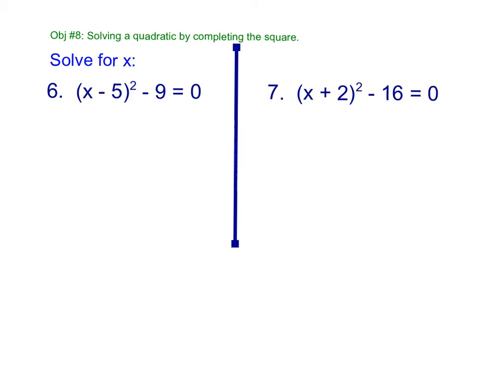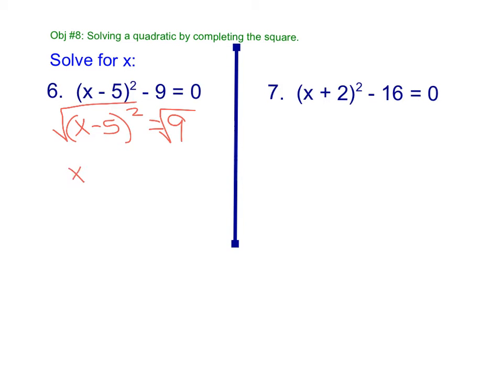All right, so these, I already completed the square for these. So take a second, look at them. What do you think you're going to do to solve for x? Again, using square roots. Do not multiply out. Do not multiply out. These are not factorable problems. All right, so I'm going to add the 9, because we're isolating the square. Now that I have the x minus 5 squared, I have to get rid of the square. The inverse of a square is a square root.